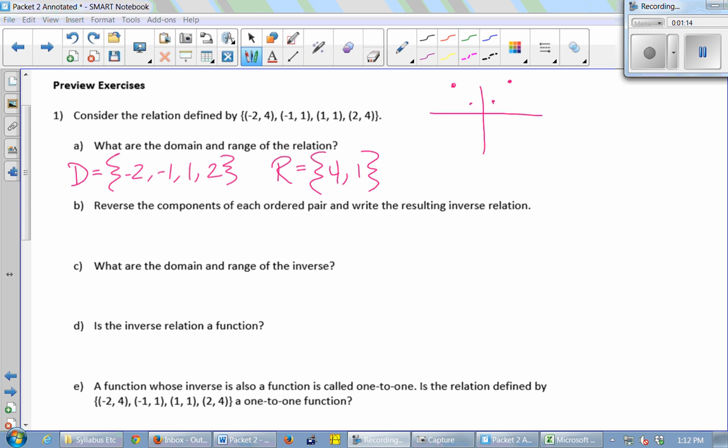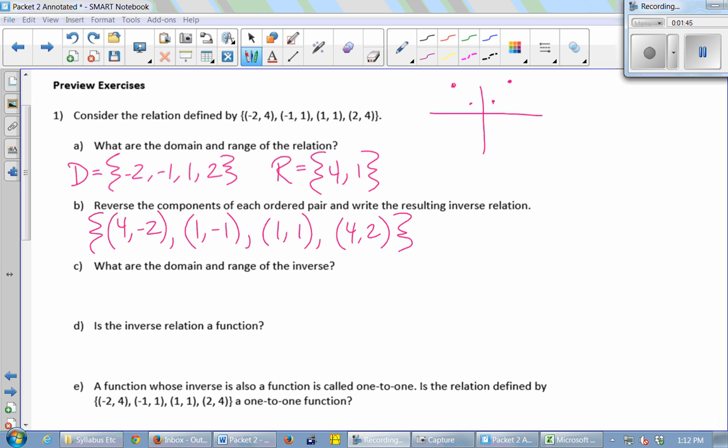Okay, now I'm going to reverse the components of each ordered pair, and the result will be an inverse relation. So my ordered pair is, instead of -2, 4, I'm going to have 4, -2. Instead of -1, 1, I'm going to have 1, -1. Just swapping the x and the y coordinates. 1, 1, when you switch it, stays 1, 1, and 2, 4 becomes 4, 2. So there's my new relation. This is the inverse relation where I swapped x's and y's.